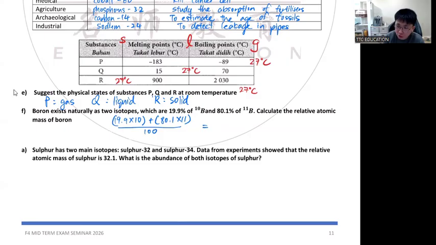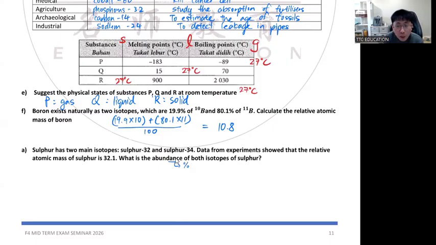Okay, yes, some of you gave me the answer. So 10.8 is the answer. But then the other possibility is we have isotopes given, sulfur-32 and sulfur-34, and they say the relative atomic mass is 32.1. It means that they already give you the average. They ask you what is the abundance of both isotopes. Abundance basically is the percentage. Just in case you don't know, abundance is the percentage.